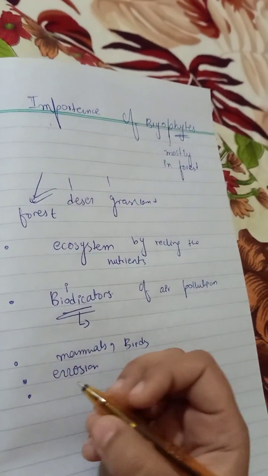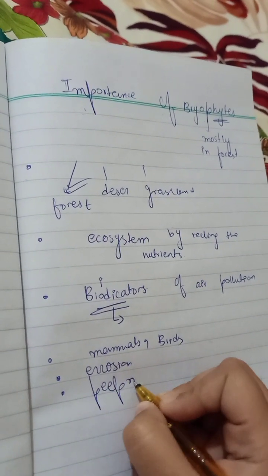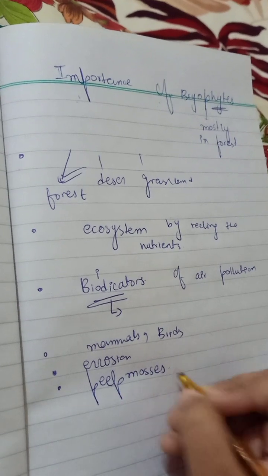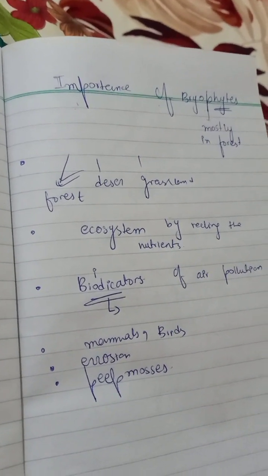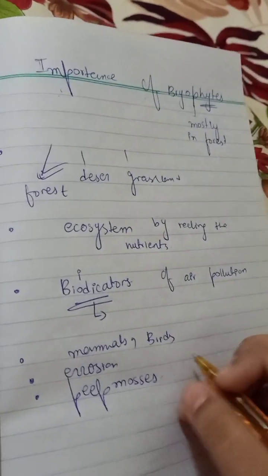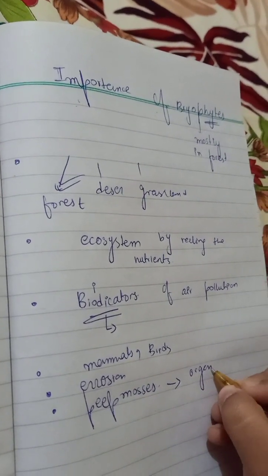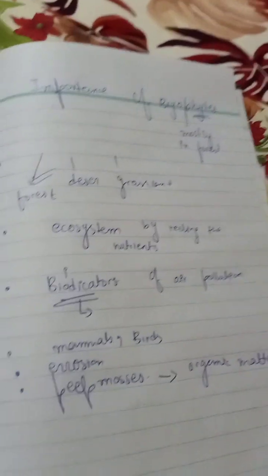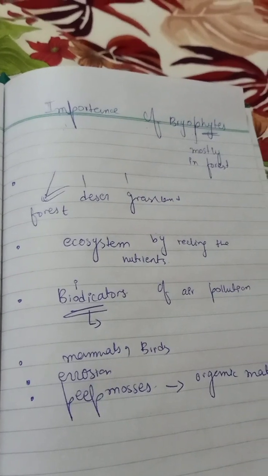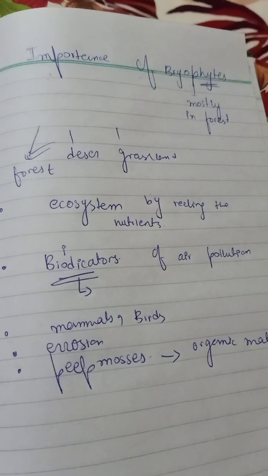Alright, so we have the peat mosses. What are peat mosses? They are a group of mosses. And what are mosses? Mosses are a species of the bryophytes. Peat mosses are also used as organic matter, and they have a water holding capacity. So this was about the importance of the bryophytes.